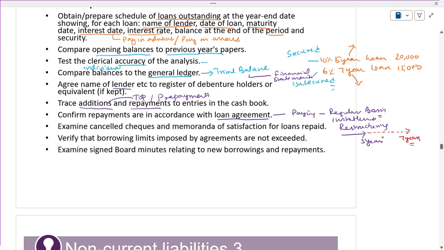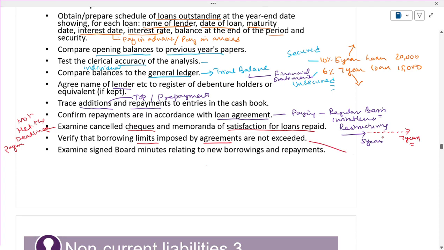Examine any cancelled checks. Is there a memorandum of satisfaction for loans repaid? Any checks that have been cancelled or bounced? Any time we have not met the payment deadlines, if anything we have not met, then we have to ask what the reason is. Verify that the borrowing limits imposed by the agreement are not exceeded. What is the limit?